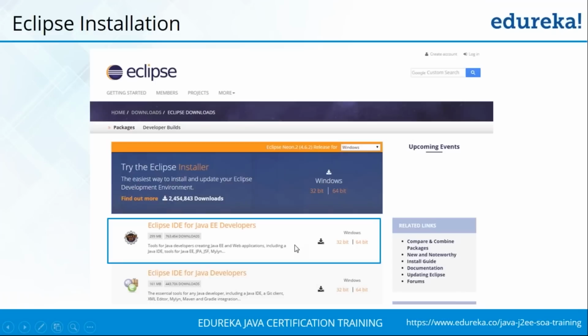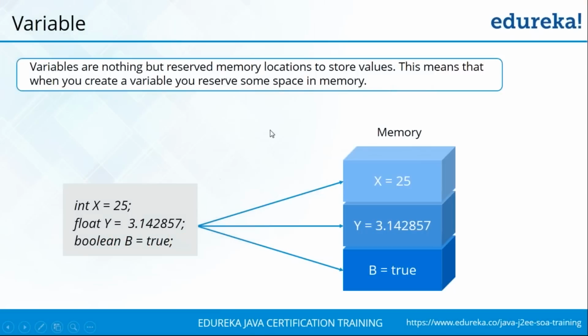Alright. So moving forward, let's go into the first topic, that is variables. Now, variables are basically nothing but a memory location that is going to be used to store a specific value. Now this value is anything that you want. So let's look at the example here.